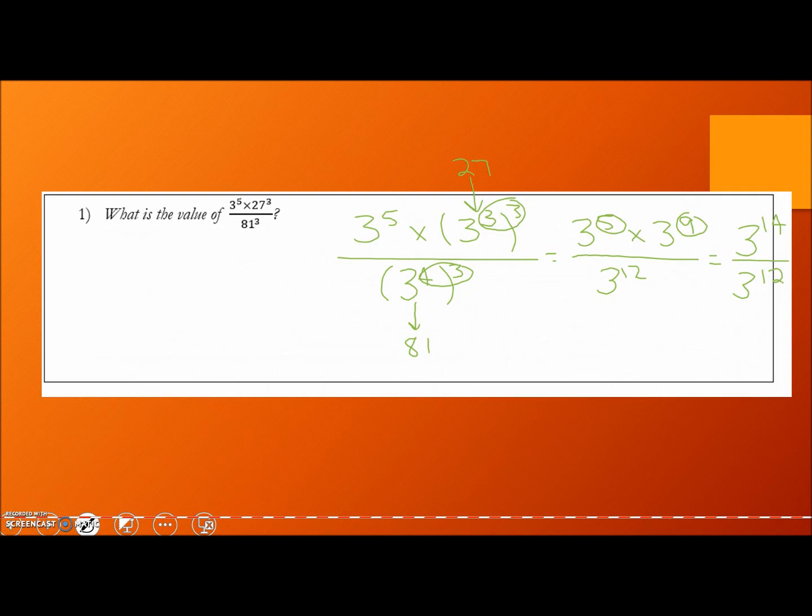And then the last exponent rule is when I have the same base and they're divided, I subtract them. So I can actually do 14 minus 12. That gets me 3 to the 2nd power. And now that you can definitely do in your head. 3 squared is 9, which is my answer.